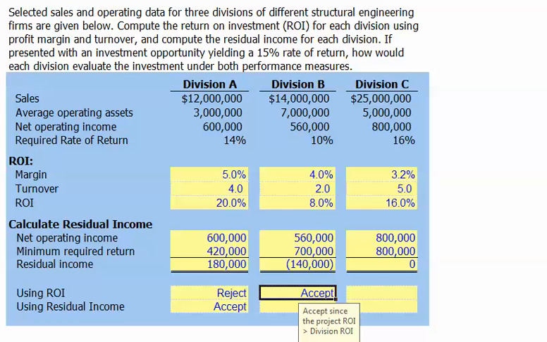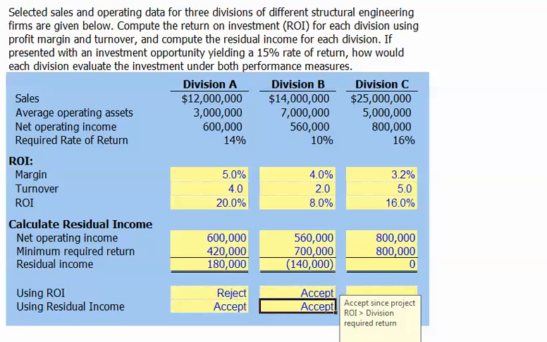Division B would accept the project using ROI, since the project's ROI of 15% is greater than its current ROI of 8%. Using residual income, it would also accept the project, since the project offers a 15% rate of return and it only requires a 10% rate of return.